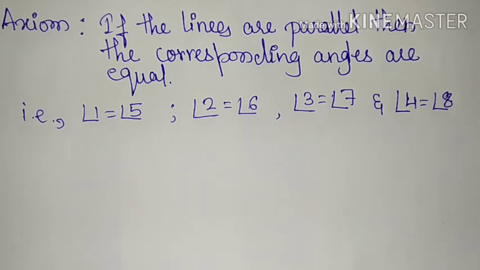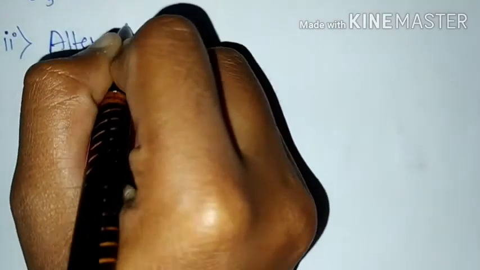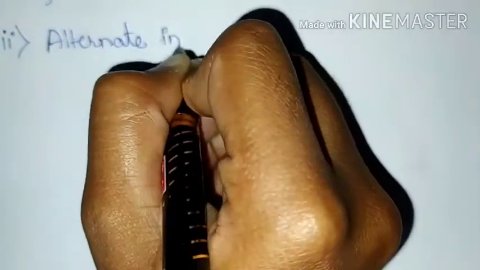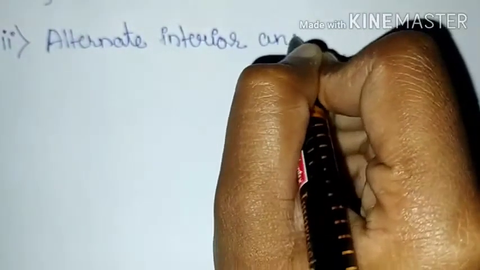So moving ahead, the second set of angles which we have are alternate interior angles. Write it down: alternate interior angles.